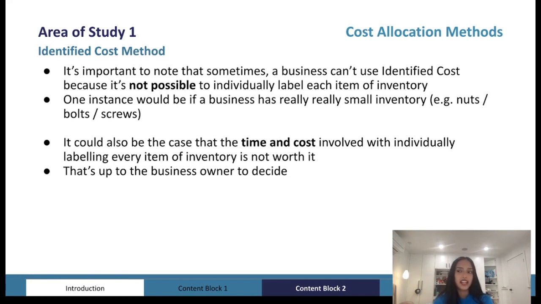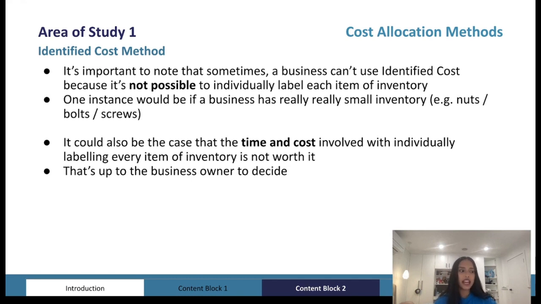So like I said, in an ideal world, every single business would be able to use identified cost because it's the most accurate method. You're going to have the specific cost price of every single product that you're selling, which is way more accurate. But the problem with identified cost is that it's sometimes not possible, and in other cases, it's just not practical. It's just not worth it for the business.